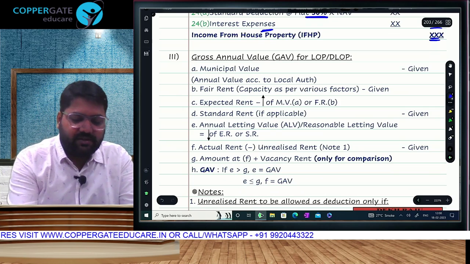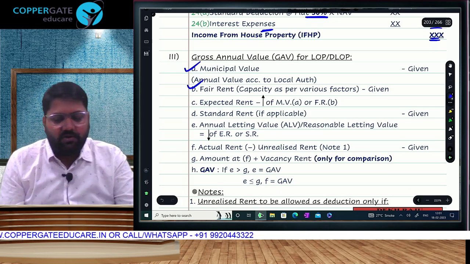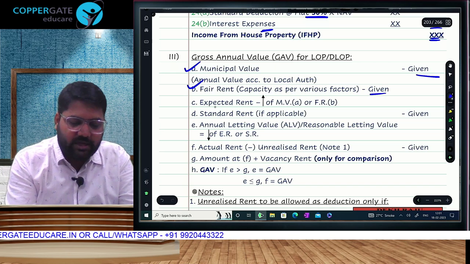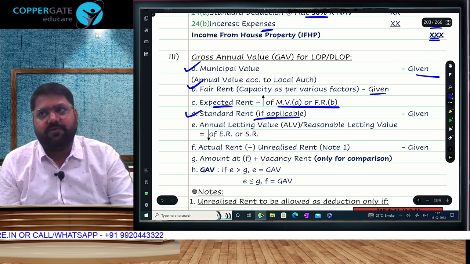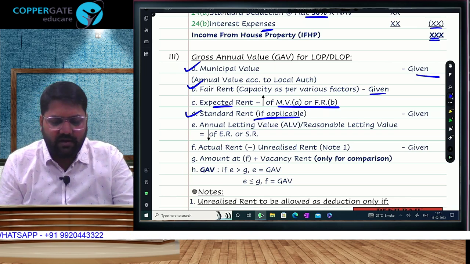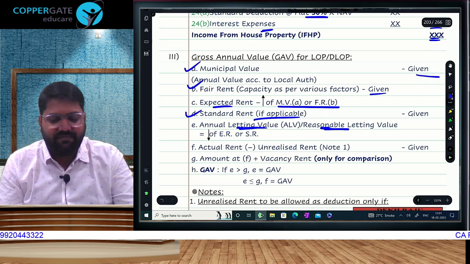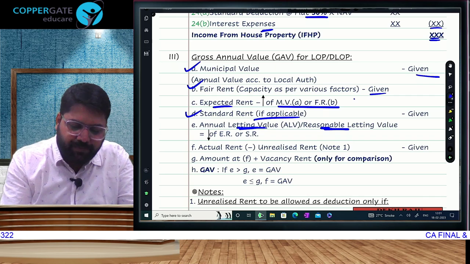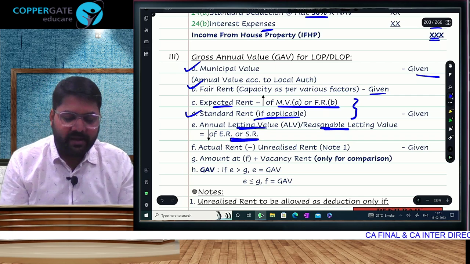In GAV computation, first start with municipal valuation, value according to local authority, fair rent, the normal capacity. Both will be given. Expected rent will be A or B, whichever is higher. Standard rent in some selected states of the country, if it is there, it will be given if applicable, otherwise we continue with expected rent. And then we get our ALV, RLV, annual letting value or reasonable letting value, which is going to be expected rent or standard rent, whichever is lower, and if there is no standard rent, directly expected rent.